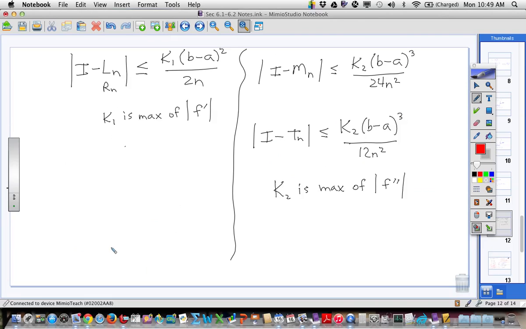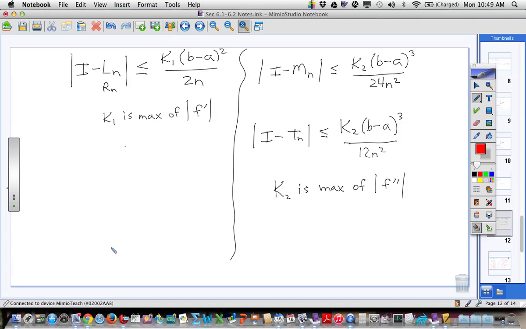So I didn't want these to be totally mysterious. They might now just be semi-mysterious. Okay, but what we have is we're saying that the actual answer minus our midpoint approximation, which means that's the amount of error, has to be less than or equal to this number. This number over here is the max error. That's the most it can be off. And it's dependent on the second derivative. K2 is the max of f double prime. All right, that's where they come from.